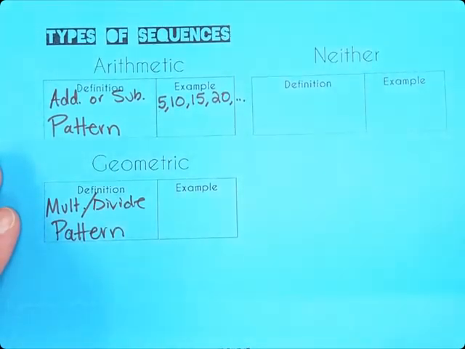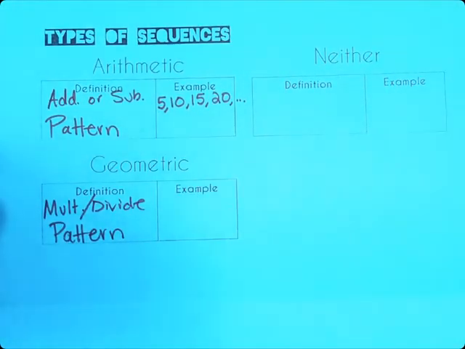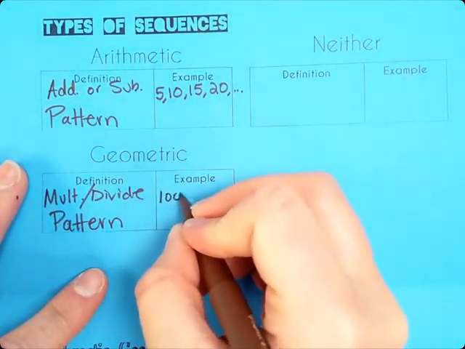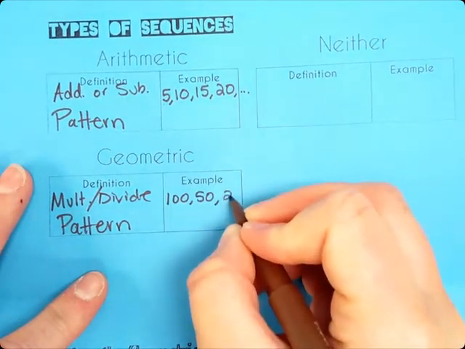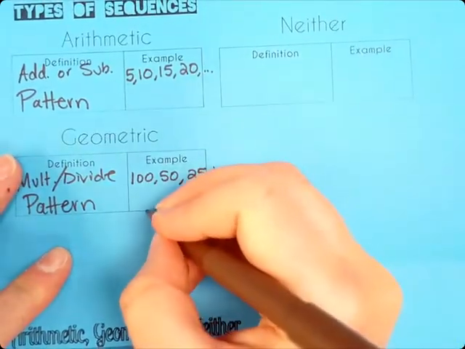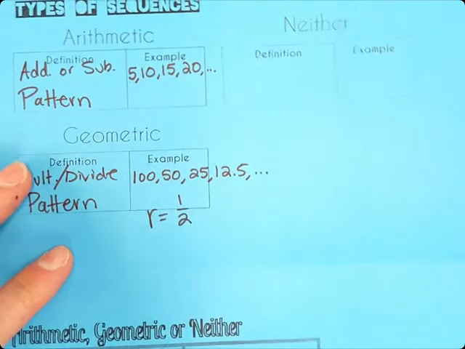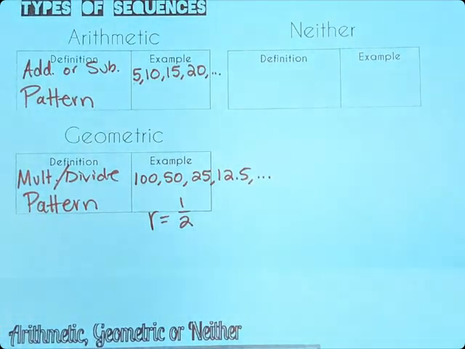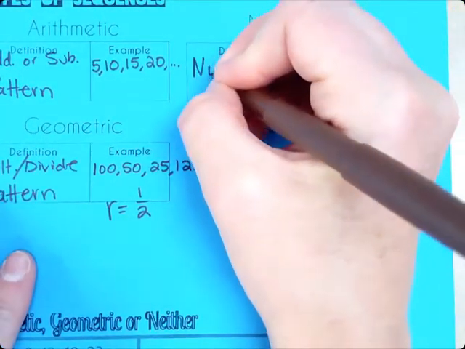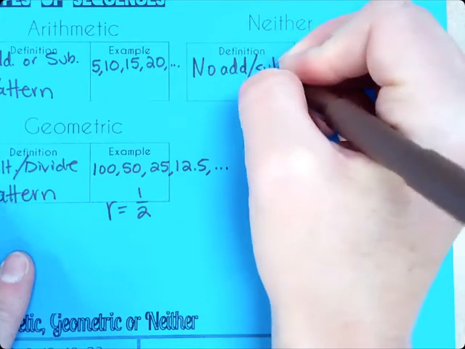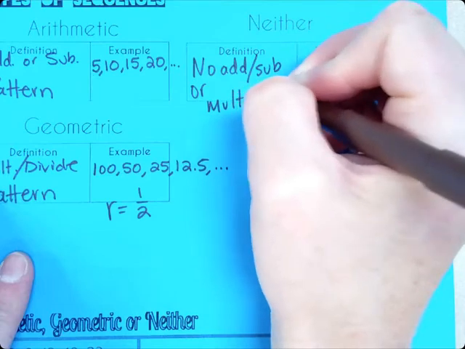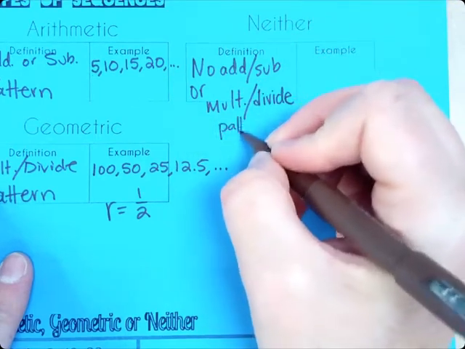Yes, if it's divide, it's a fraction. That's exactly right. So if it's following halves, let's say it's 100, 50, 25, 12.5, and so on. Your R would be half because you're multiplying times half, which means you're dividing by 2. And then neither, of course, just means no add, subtract, or multiply, divide pattern. It has some kind of pattern, but it's not add, subtract, multiply, or divide.